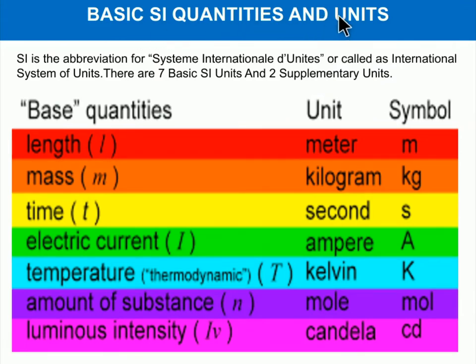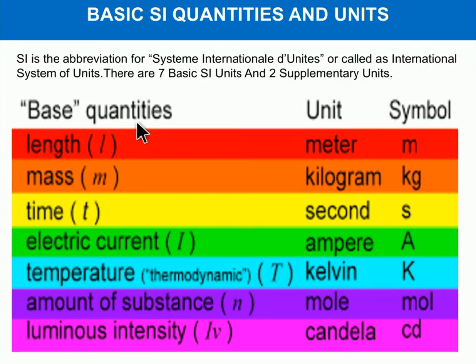Basic SI quantities and units. SI is the abbreviation for Système International d'Unités, also called the International System of Units. There are 7 basic SI units and 2 supplementary units.